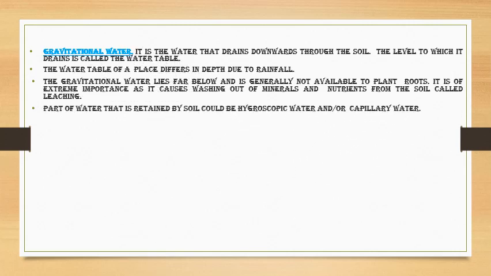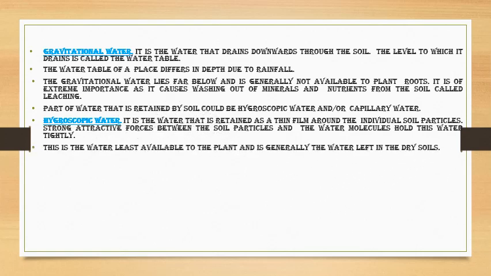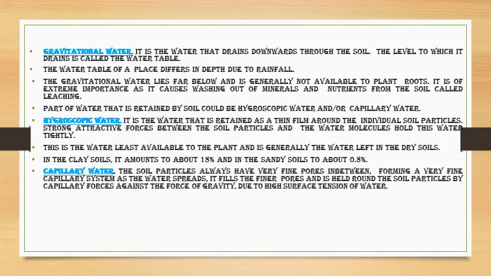Part of the water that is retained by soil could be hygroscopic water and/or capillary water. Hygroscopic water is the water that is retained as a thin film around the individual soil particles. Strong attractive forces between the soil particles and the water molecules hold this water tightly. This is the water least available to the plant and is generally the water left in dry soils. In clay soil, it amounts to about 15% and in sandy soil to about 0.5%.